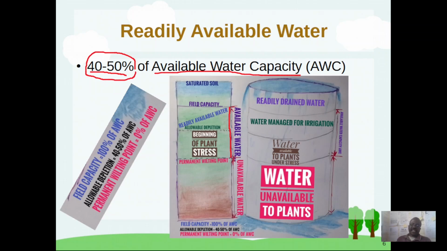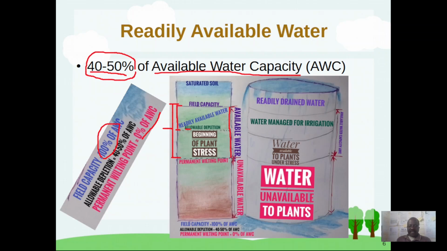So if we consider that at field capacity our available water is 100%, then at permanent rooting point our available water is at 0%. So the percentage we are dealing with is this one. So at 40 to 50%, this is our allowable depletion. We will talk about it in the next video. So this portion from field capacity to this allowable depletion, this is our readily available water.